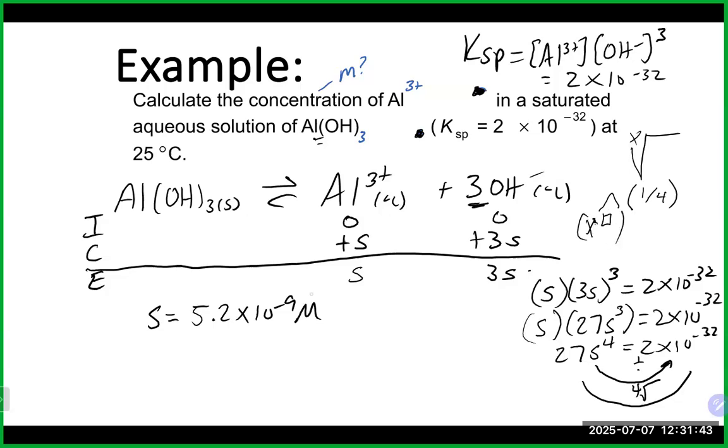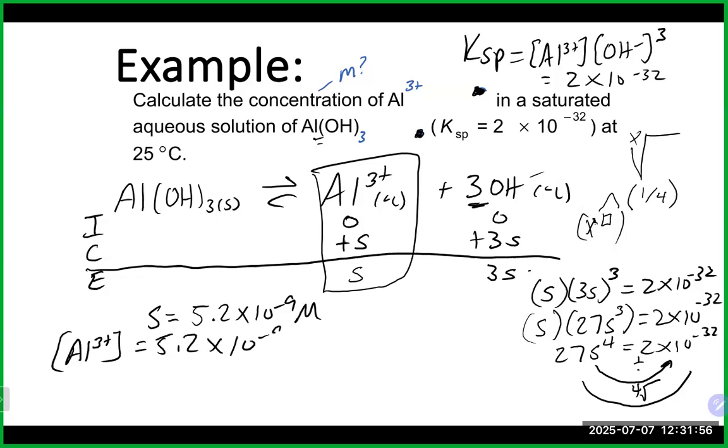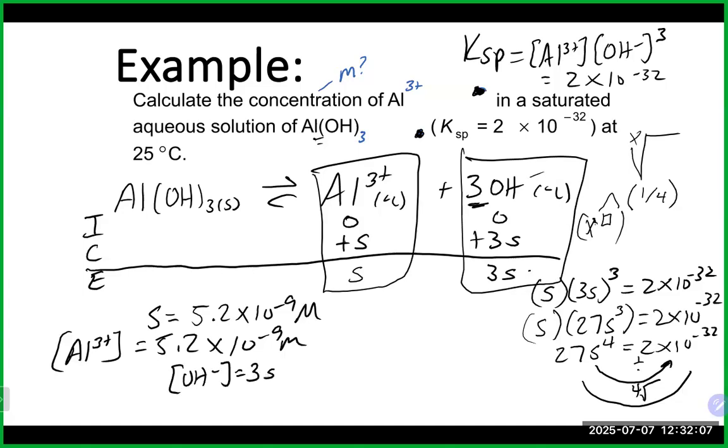All right, so that does give us the S, and in this case, we were interested in what the aluminum concentration was, and the aluminum concentration in this case of aluminum ions in that solution would be 5.2 times 10 to the minus 9 molar. By the way, if I wanted hydroxide's concentration, which it obviously did not ask for, we would actually need to do 3 times S.